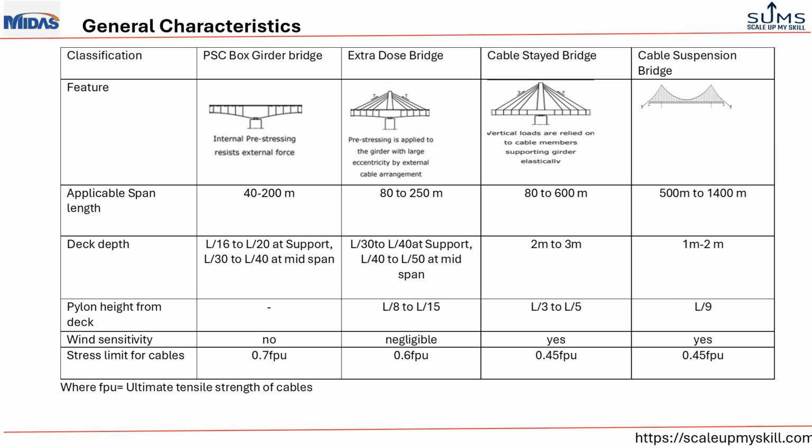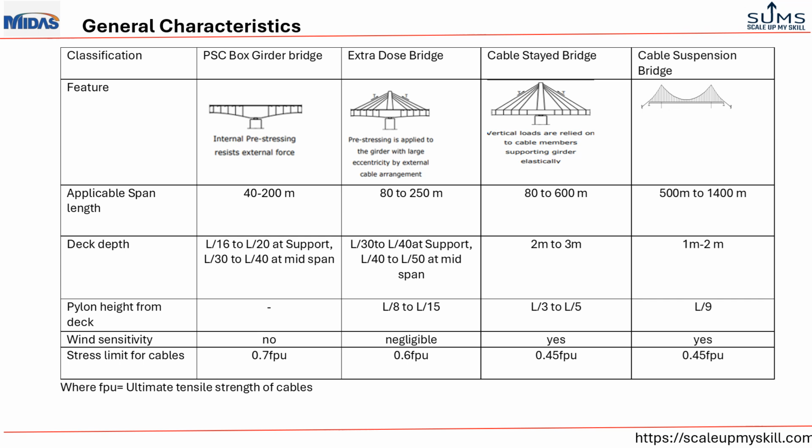On the deck depth for box girder bridges are L by 16 to L by 20 at support and L by 30 to L by 40 at mid span. It doesn't require pylon height and it is not sensitive towards wind. The stress limit for tendons for box girder bridge is 0.7 FPU.